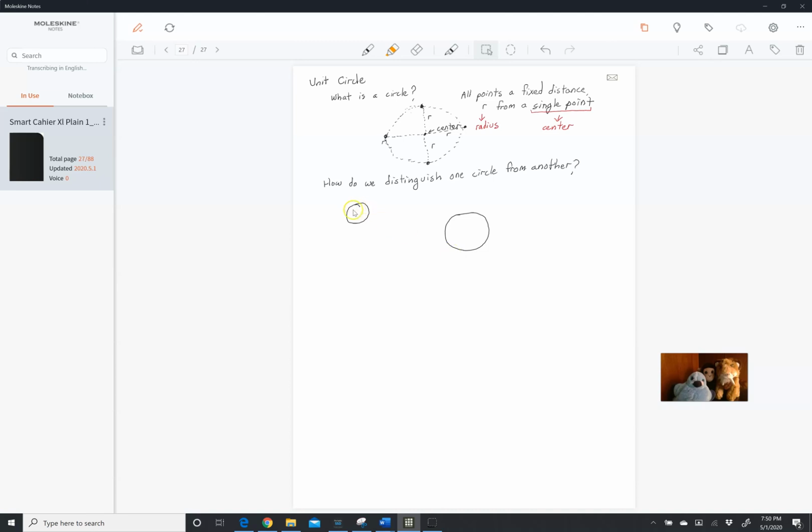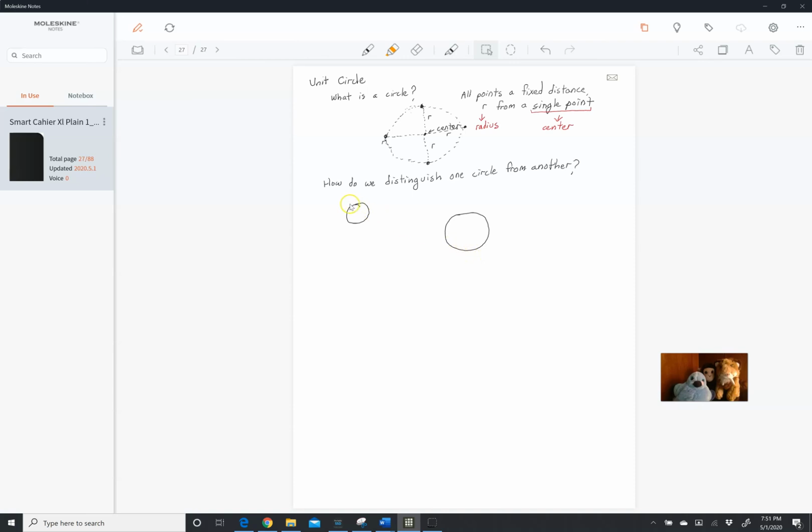We know that they're all the points the same distance from the center. That would be the definition of a circle. But what makes this circle 1 and this circle 2? What makes these circles different? There are two things that make two circles different from each other. The first thing is obviously the size. This circle is smaller than this one. So size is one thing that distinguishes between them.